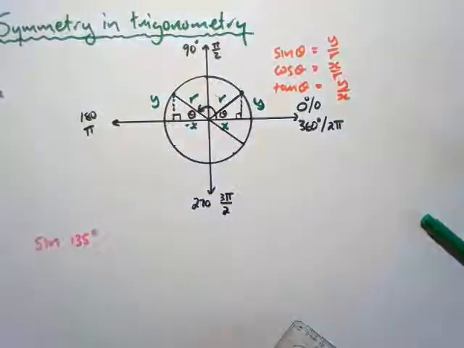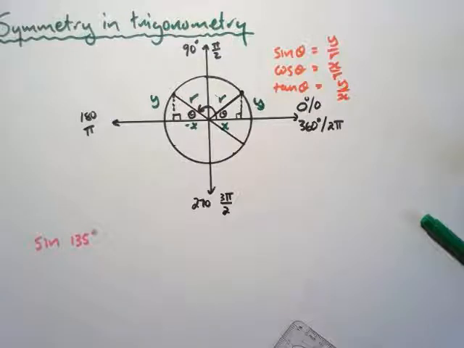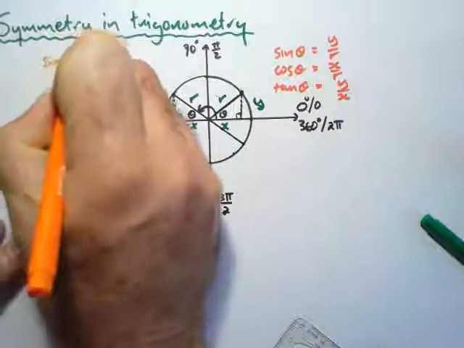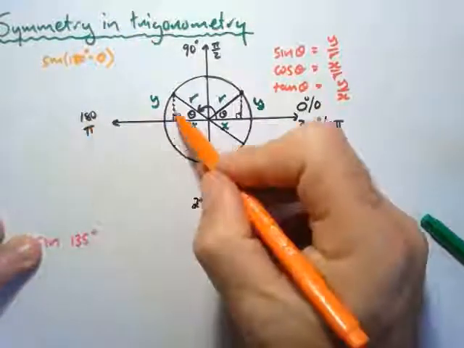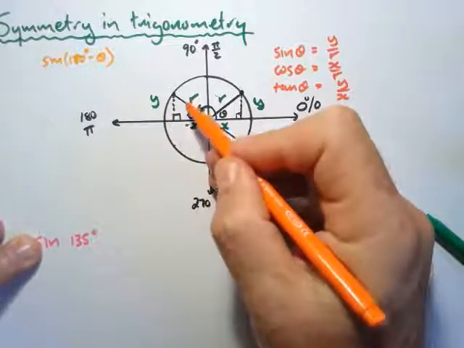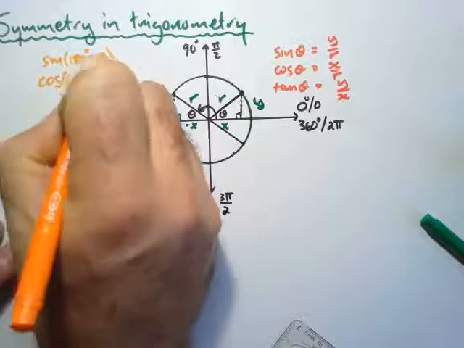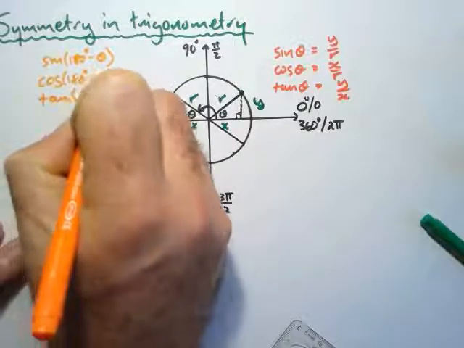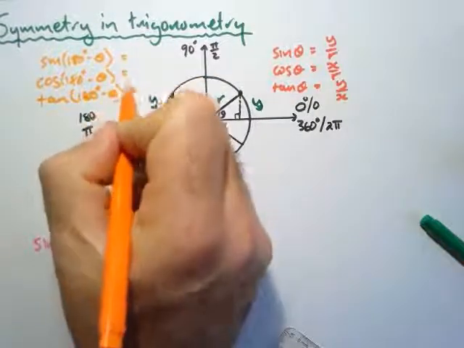So over here I can say, what is the sine? Here's another color. I'm going to say the sine of theta, the sine of 180 degrees minus theta, will be... I'm going in a negative direction. This will be the cos of 180 minus theta, and this will be the tan of 180 minus theta. What is that equal to?